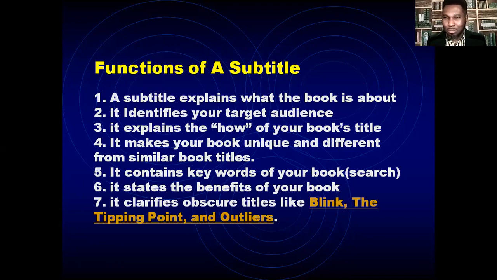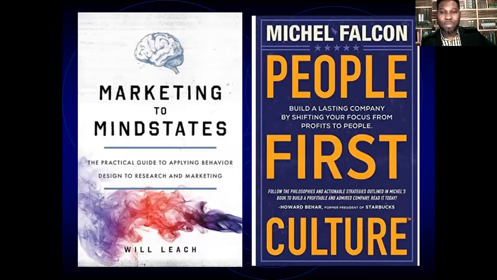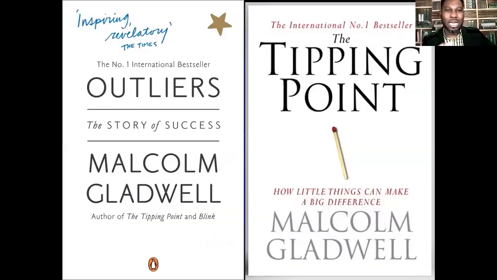You don't know what Blink means as a book title. You don't know what The Tipping Point is. You don't know what Outliers is. But from the book, you would see that the subtitles take away the obscurity of the title. So where are those books? Yeah, Outliers. You don't know what it means, but you could see the subtitle says the story of success. So you know what the book is about. The Tipping Point, you don't know what it means, but you see how little things can make a big difference. So you know what the book is about.